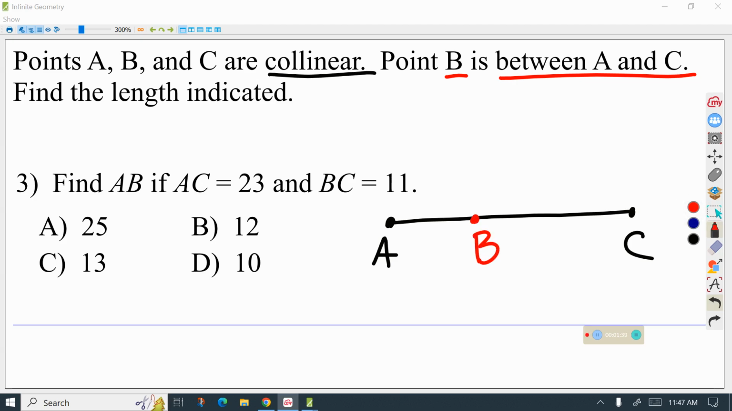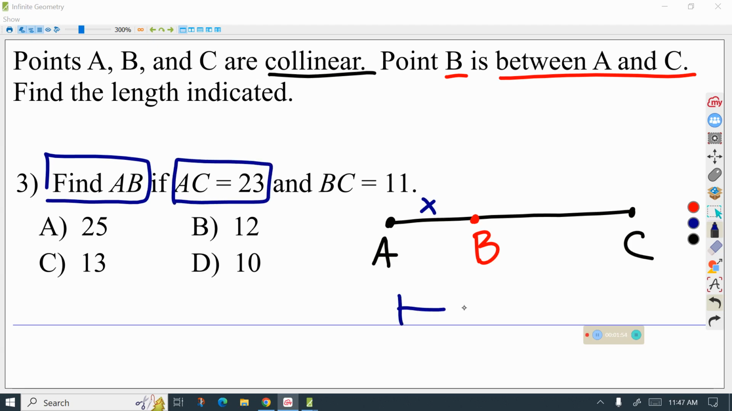And so after this, it tells us a couple things, right? It tells us to find AB, okay? So understand that that means it wants us to find this little distance right here. We can put an X there if we want, okay? And then it tells us the whole length is 23. So the whole length from here all the way to C, that whole length again is 23. And then it tells us that BC, this piece of the line from B to C, is 11, okay?